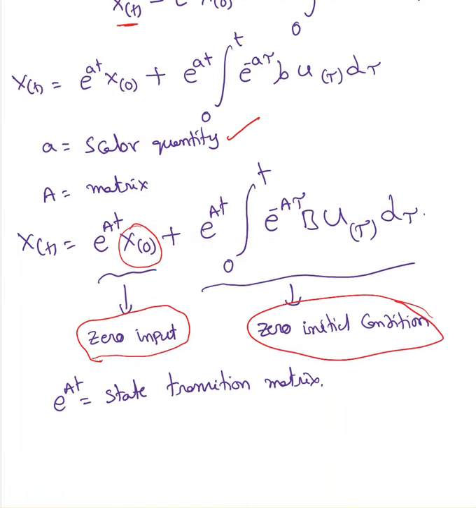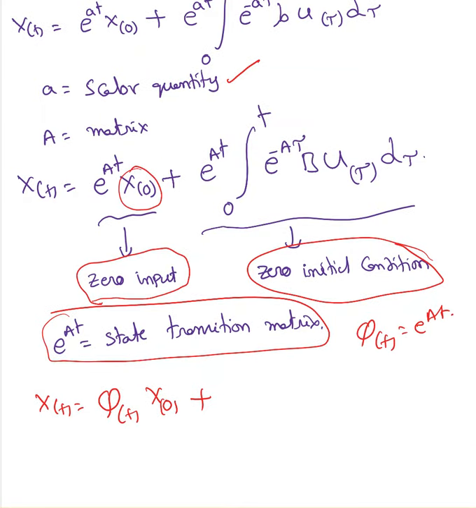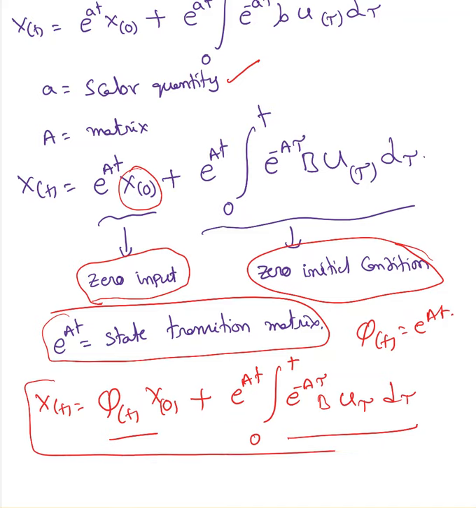Okay, so we know that e to the power of At is nothing but the state transition matrix. So x of t equal to the state transition matrix, which I'm representing as phi of t. Phi of t equal to e to the power of At. So x of t equals phi of t x0, this is the zero input response, plus e to the power of At integral of 0 to t e to the power of minus A tau B times u tau d tau. This is the zero initial condition response. So this is the total response of a model or system.